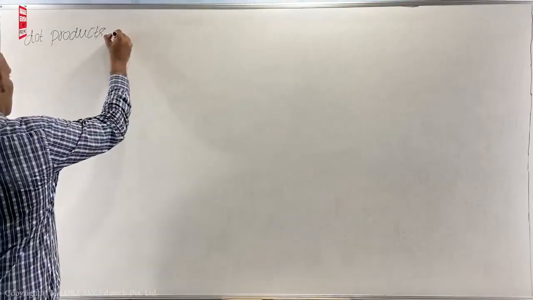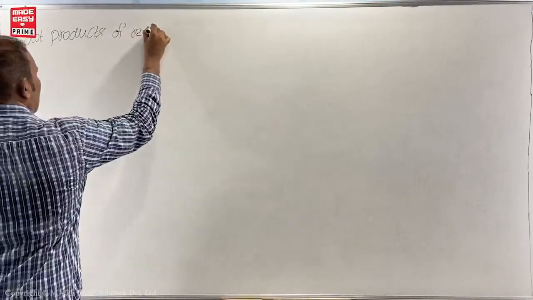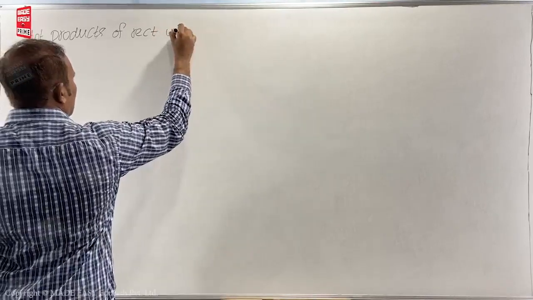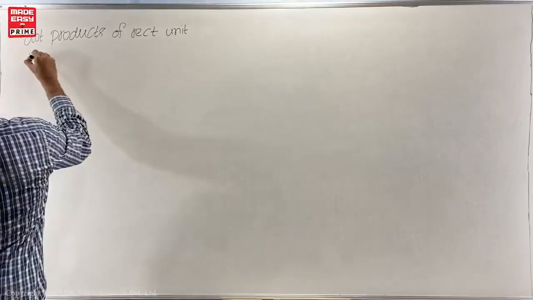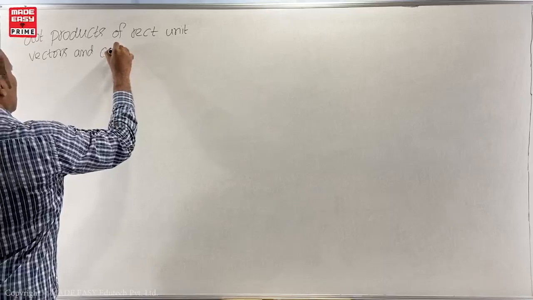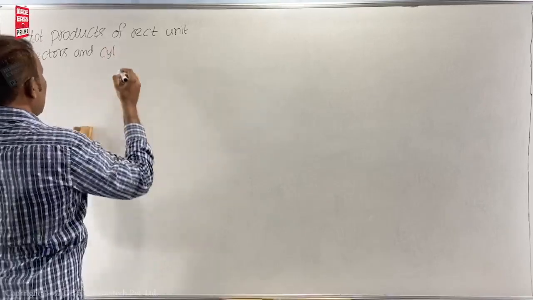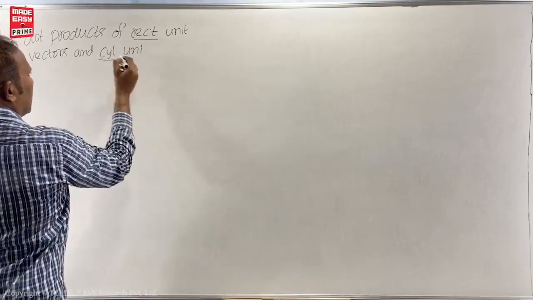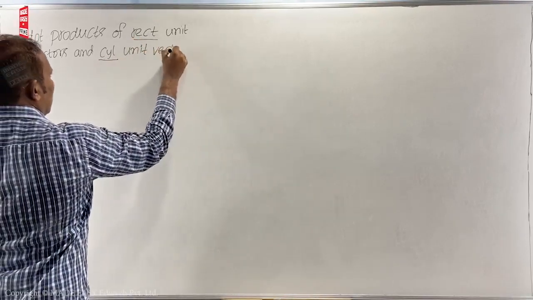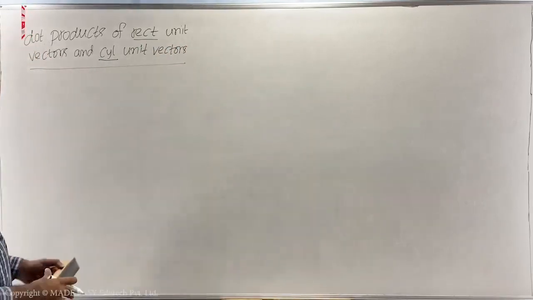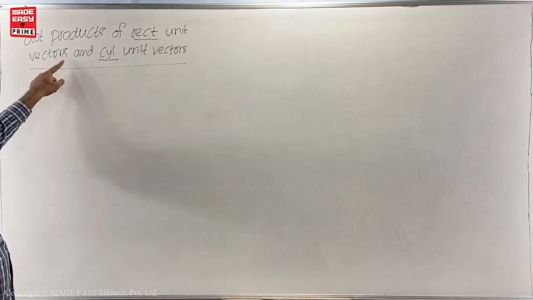Dot products of rectangular coordinate system unit vectors and cylindrical unit vectors. So this is the heading. The heading is the dot products of rectangular coordinate system unit vectors and cylindrical coordinate system unit vectors.